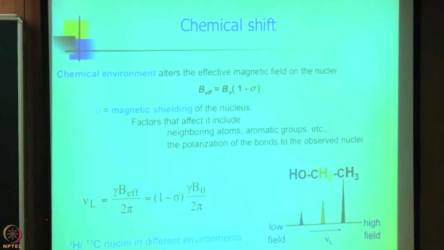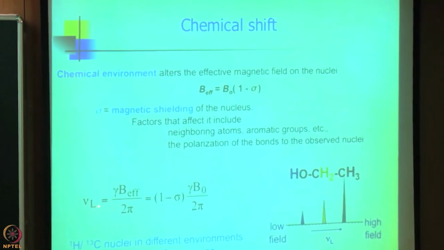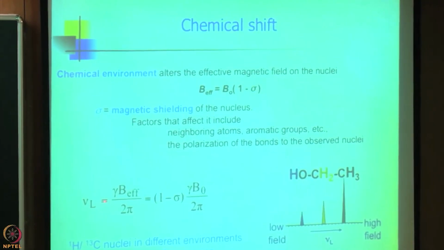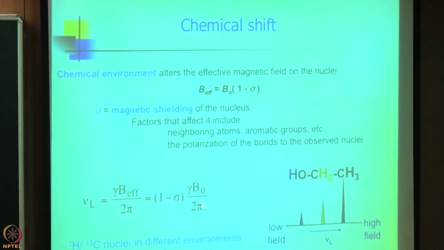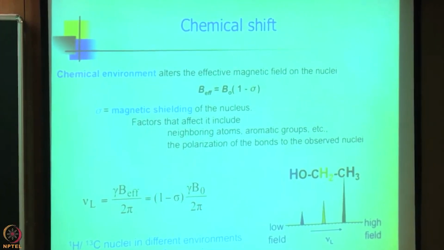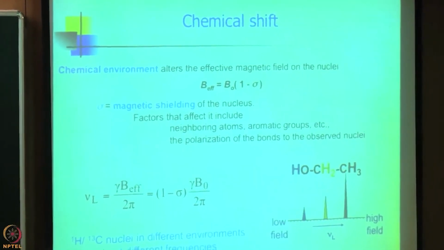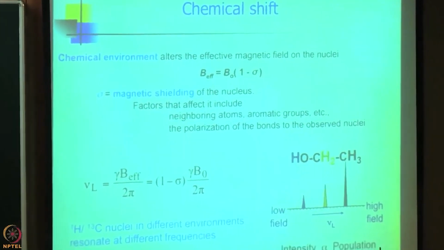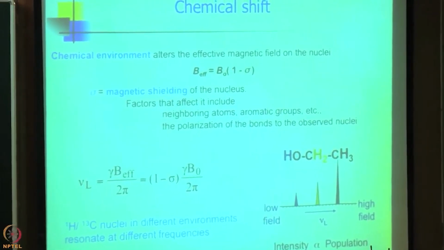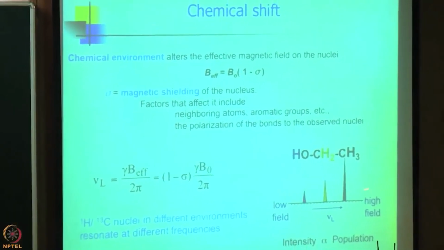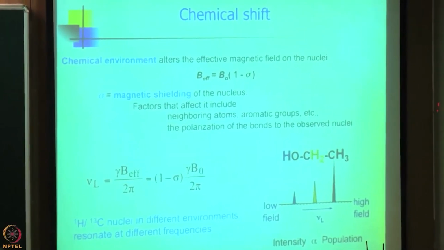Hence, we had to modify the expression for Larmor frequency for a proton in a compound. That became gamma B effective, this time divided by 2 pi, therefore (1 minus sigma) multiplied by gamma B0 by 2 pi. And we said qualitatively that if you have nuclei in different environments, you expect resonances at different places. So, you expect that a low resolution NMR spectrum of ethanol will be something like this.